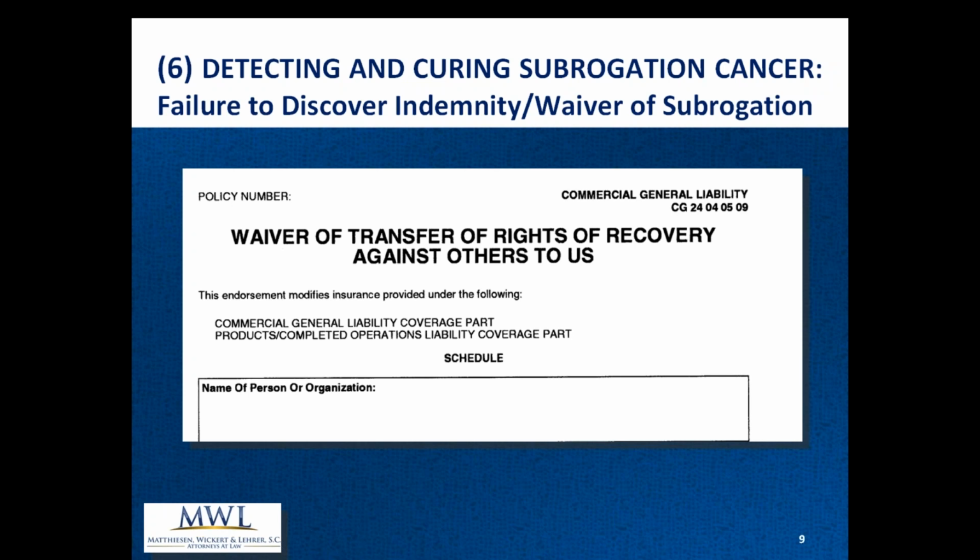I am involved in drafting an amicus brief for the National Association of Subrogation Professionals in a case in Texas right now, in which just such a waiver, such as CG 24 04 05 09 that's shown on your screen in front of you, was used, except the one for work comp. And what's interesting is, in that case, we're arguing that you can't just look at the waiver endorsement. You have to actually look at the contract between the parties, and it becomes part of the policy.